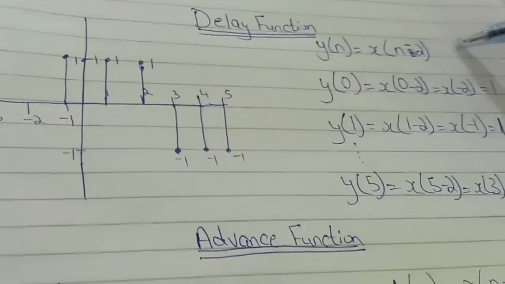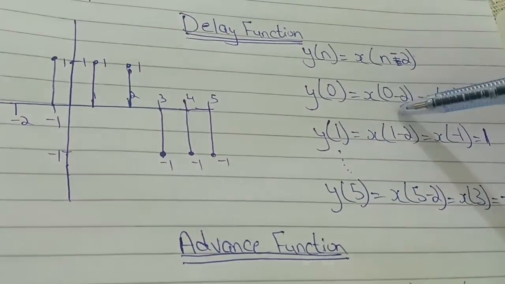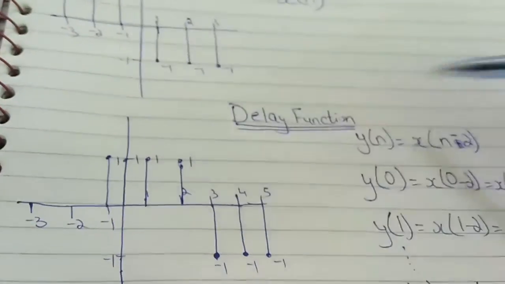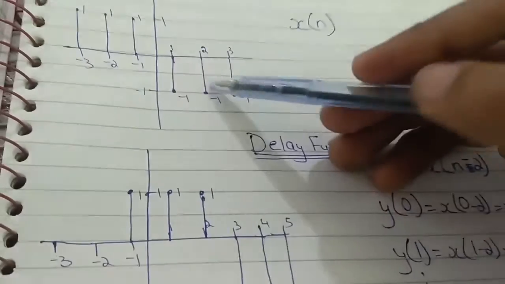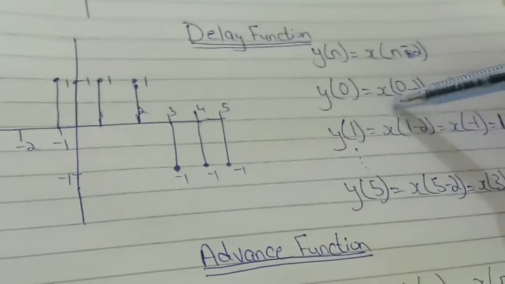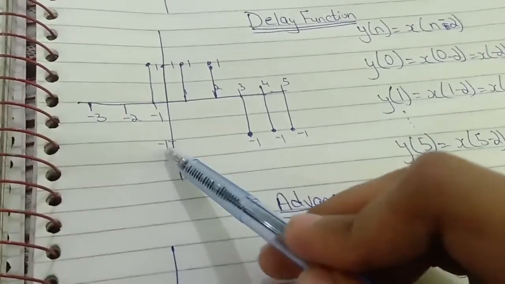Now talking about calculations, according to this equation, y of 0 will be x of 0 minus 2, that is x of minus 2, and from this graph we see that the value of x of minus 2 is 1. So our answer will be 1. Like this, we will calculate y of 1 till y of 5. We will calculate all values and plot this graph.